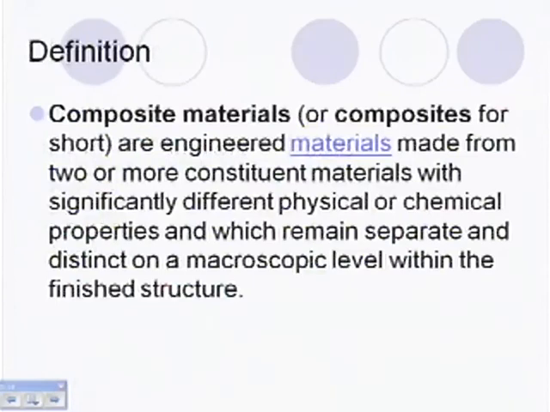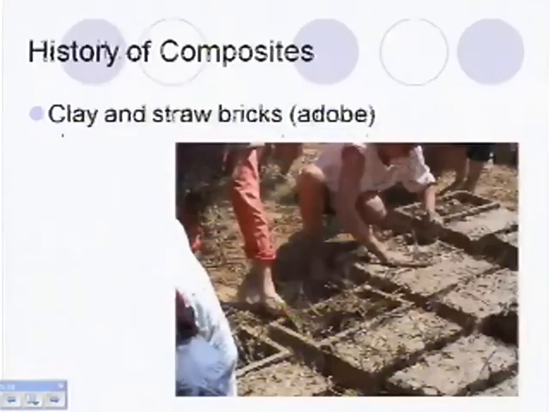The definition of a composite material is an engineered material made from two or more materials with significantly different physical or chemical properties and which remain separate and distinct on a macroscopic level within the finished structure.